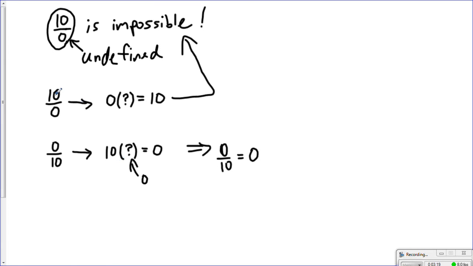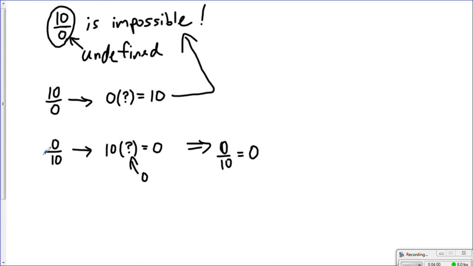Now a lot of students memorize gimmicks like if 0 is under the line, it's undefined. There's no need to memorize some silly gimmick if you understand what the question is asking. How many zeros does it take to make 10? 0 times what? Well, 0 times nothing. There is nothing that works. It's impossible. Other way around, how many tens does it take to add to 0? 10 times what? How many tens add together? So multiplication means it takes 0 of them. 10 times 0 equals 0.